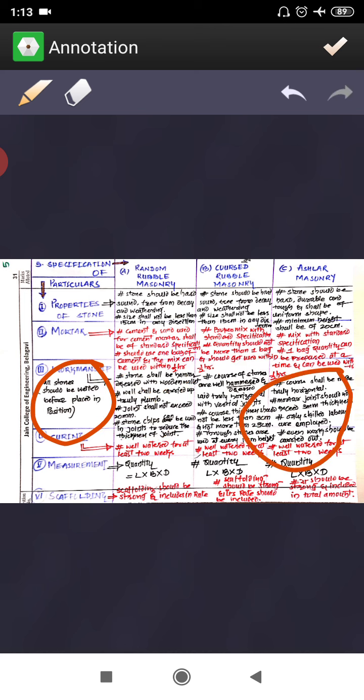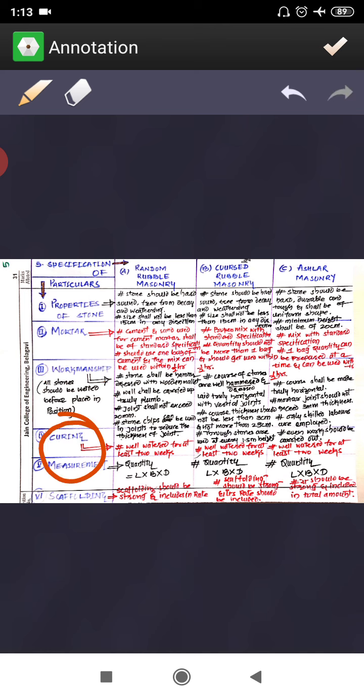Here the courses will be very proper. Verticality and horizontality will be maintained. Mortar joint should not exceed 3 mm in thickness. Only skilled laborers should be employed for this ashlar masonry, and even work should be carried out, right? So you have to keep that in mind while discussing the workmanship.